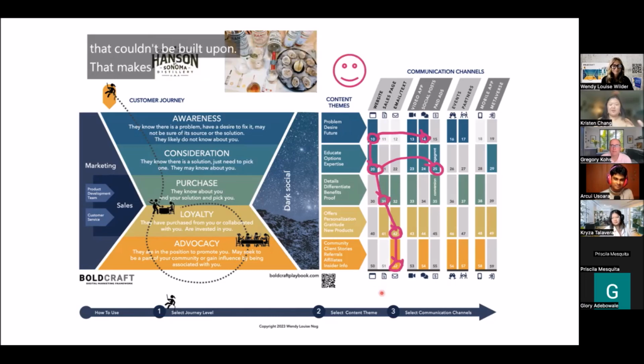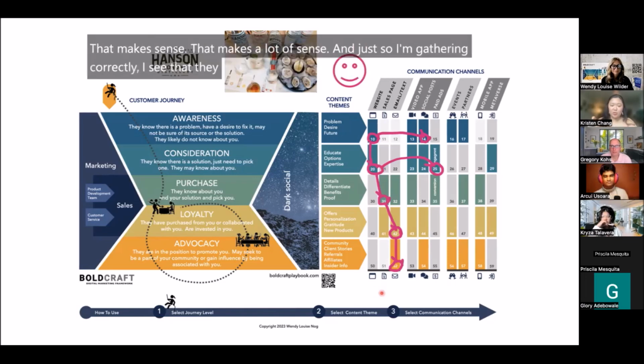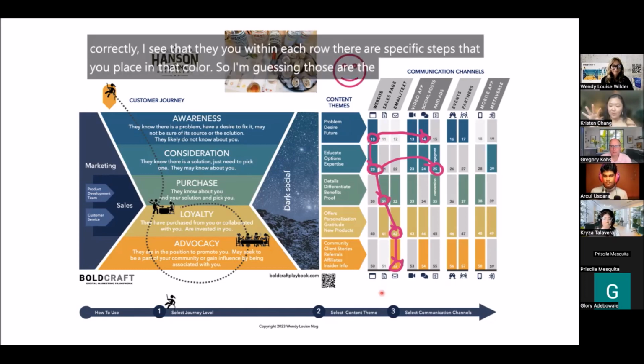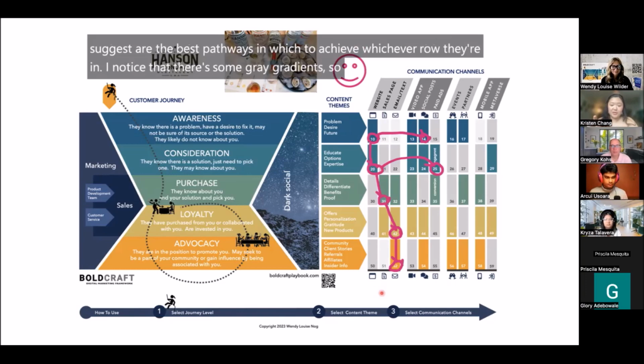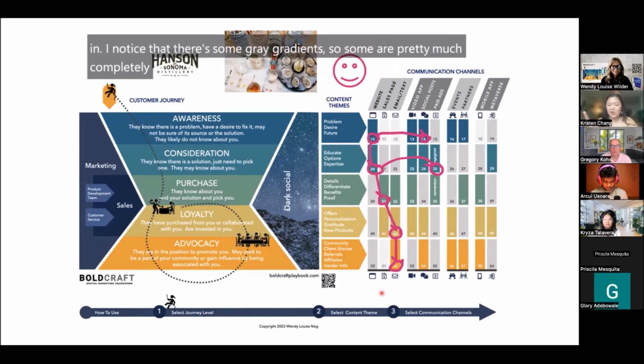Oh, and just so I'm gathering correctly, I see that within each row there are specific steps that you place in that color. So I'm guessing those are the ones that you suggest are the best pathways in which to achieve whichever row they're in. I noticed that there's some gray gradients. Some are pretty much completely white and others are darker gray. Does that signify how much you think that step or that medium could play into achieving that row's goal?